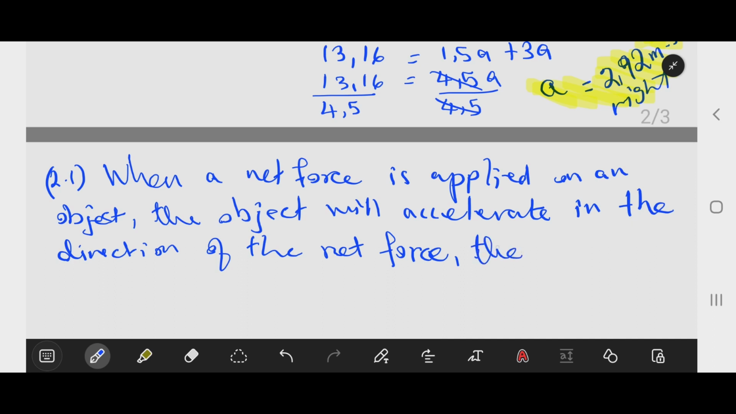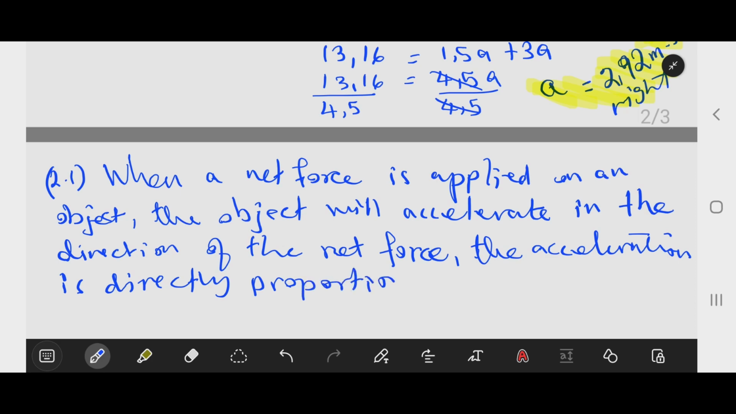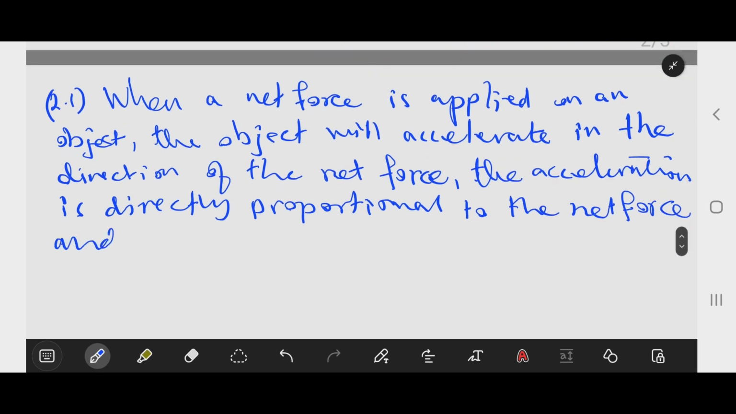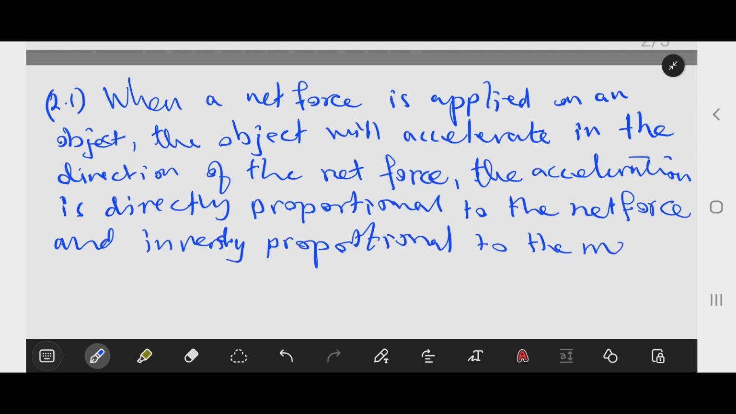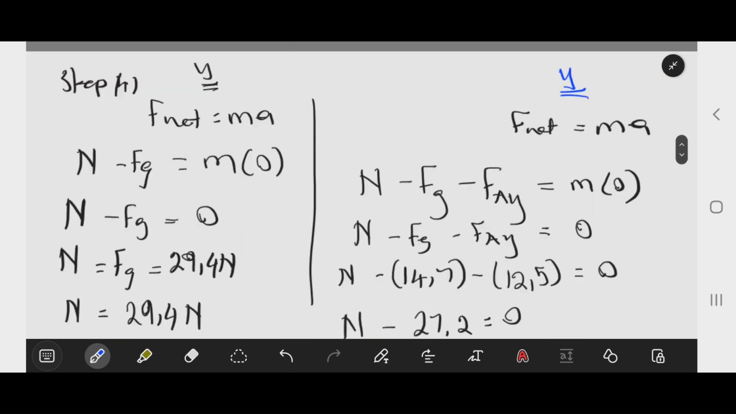And the acceleration is directly proportional to the net force and inversely proportional to the mass of the object. So that is 2.1.